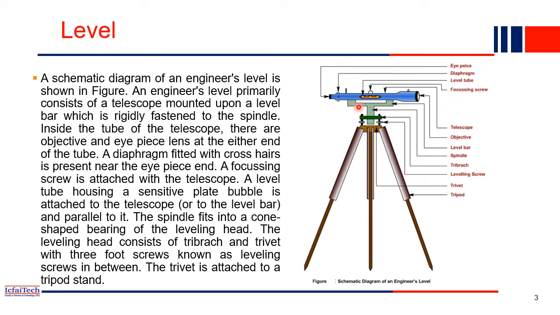If you see the different names, number one is the eyepiece. Here you will put your eyes. Here the line of sight we will be making. So this is our eyepiece. Then we have the diaphragm. So at this location you have the diaphragm.